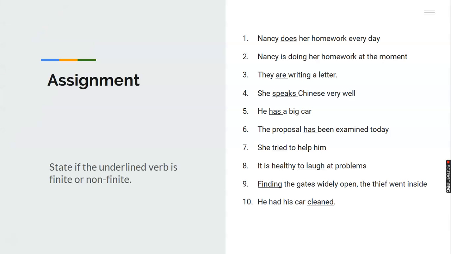Then, to my assignments, some verbs here have been underlined. So you indicate which of them is finite or non-finite. You do that for me against next class.